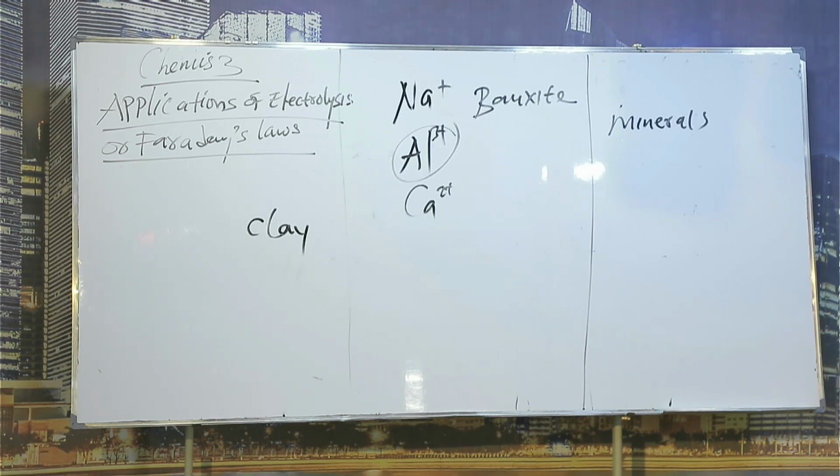They exist in crude form called what? Ore. Ores are compounds of metal with earthly impurities. Are you with me? Can you work it out? Compounds of metals with what? Earthly impurities. Look at why it says so.